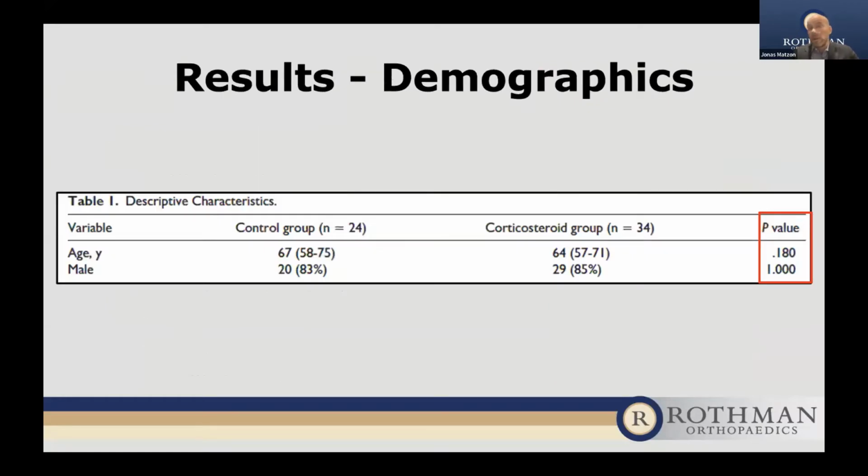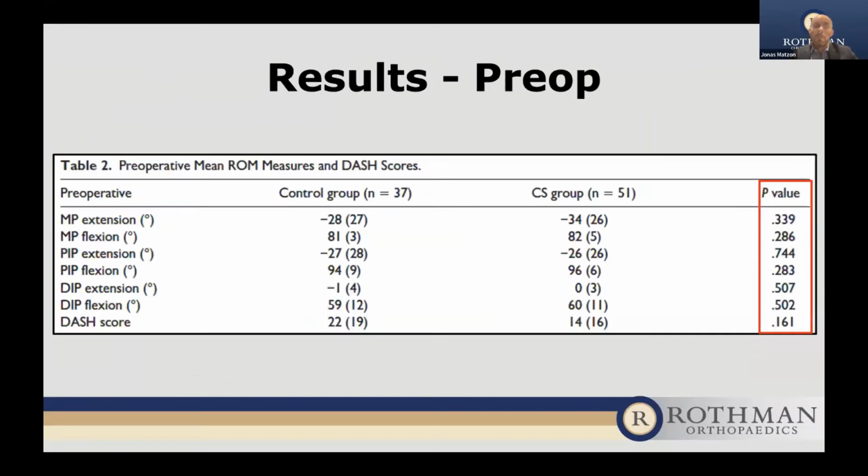Initially, our demographics are very similar. As you would expect, the patients were all in their 50s to 70s with 80+% males. When you look at the preoperative range of motion measures and DASH scores, they were very similar, all within degrees of each other.